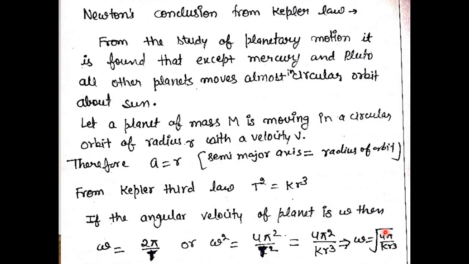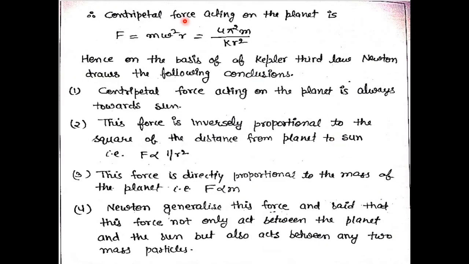Here this is pi square, not single pi, because out of the root it will be 2 pi, but under the root it is pi square. So we will write omega square equals 4 pi square upon k r cube, so omega equals under root 4 pi square upon k r cube. Now the centripetal force acting on the planet is F equals m omega square r equals 4 pi square m upon k r square. One r will be cancelled with this and this m.